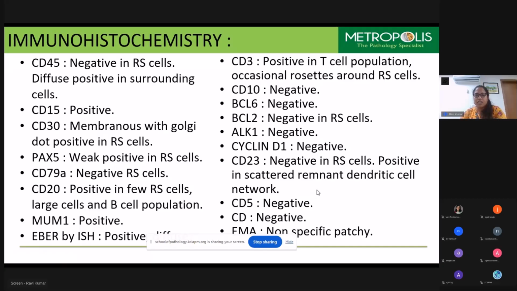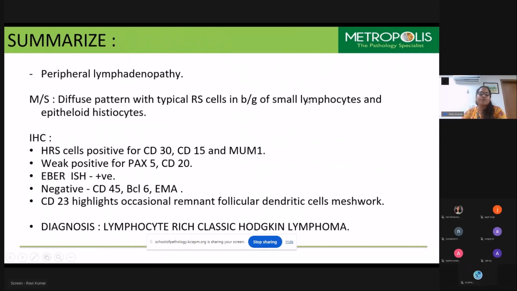And also I had seen a few people had given it as histiocytic sarcoma. Usually histiocytic cells will be positive for CD45 as well, but it was negative. To summarize it, there is a peripheral lymphadenopathy, a diffuse pattern with typical RS cells in the background of small lymphocytes and epithelioid histiocytes. On IHC, they were positive for CD30, CD15 and MUM1, weak positive for PAX5 and CD20. EBER is positive, negative for CD45, BCL6 and EMA. CD23 highlights remnant follicular network. So diagnosis was given as lymphocyte-rich classic Hodgkin's lymphoma.